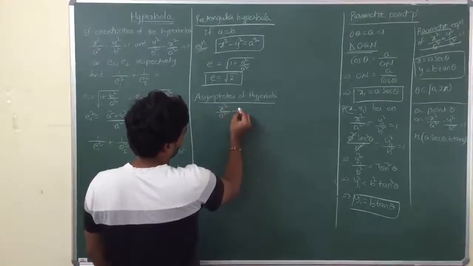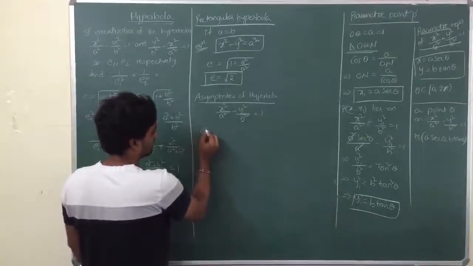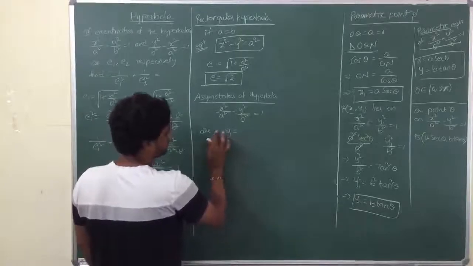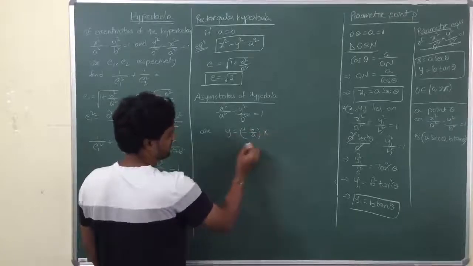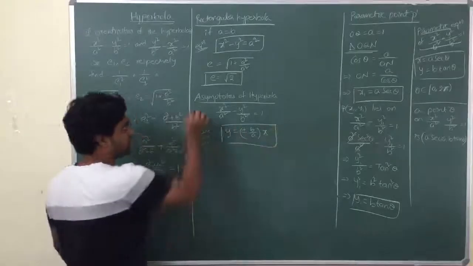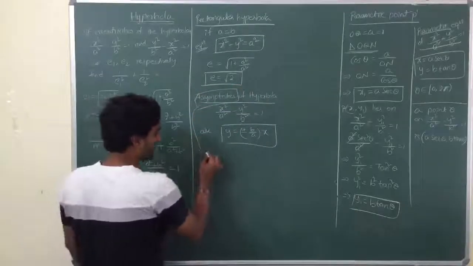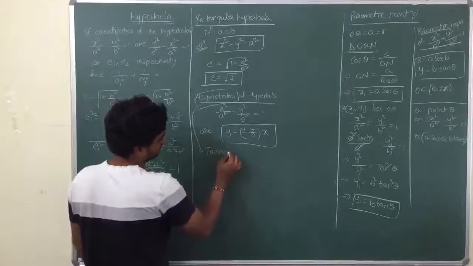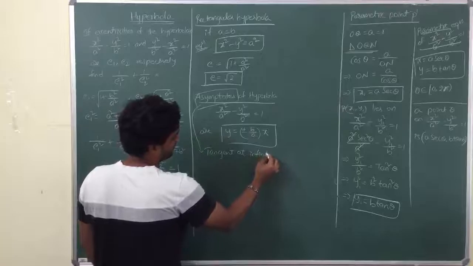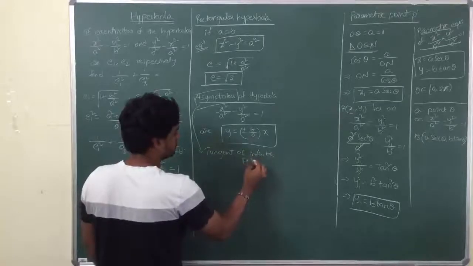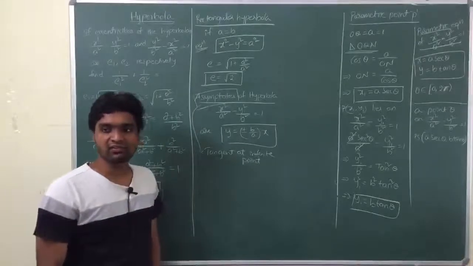X square by a square minus y square by b square is equal to 1, or y is equal to plus or minus b by a of x. These are the asymptotes. So what is the definition of asymptotes? First we'll see that. Asymptote definition is tangent at infinite point.